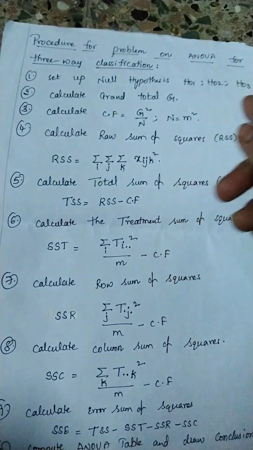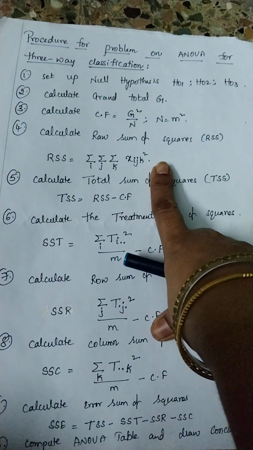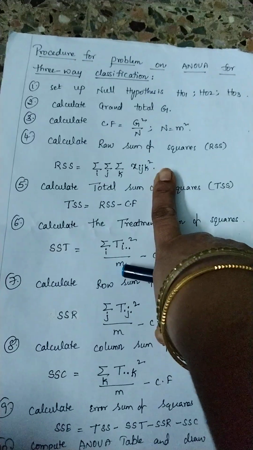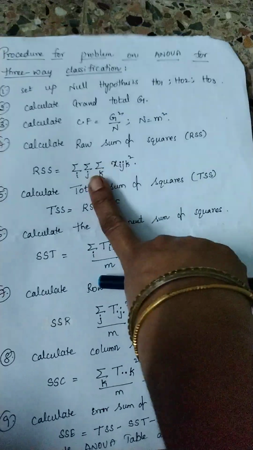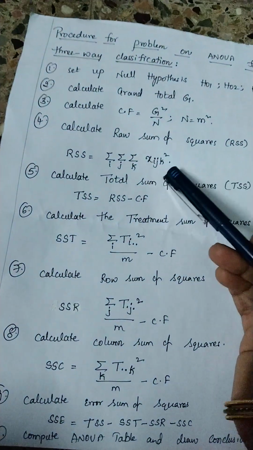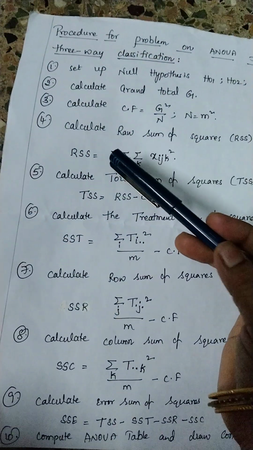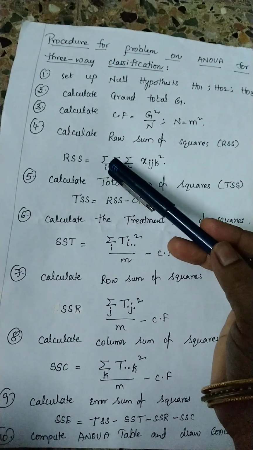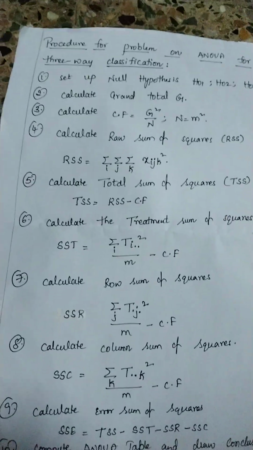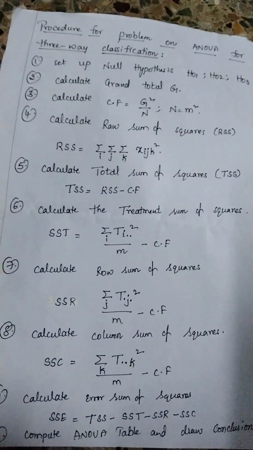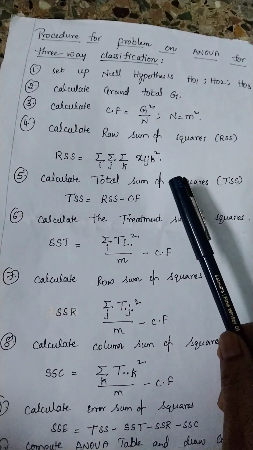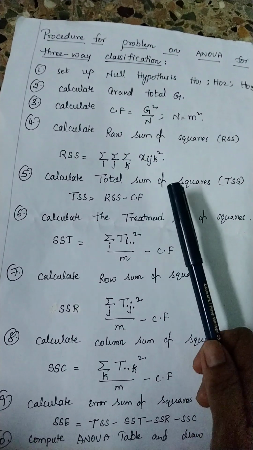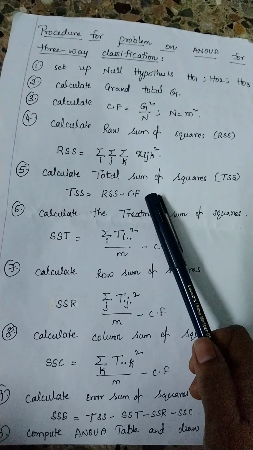Now calculate the raw sum of squares. What is meant by raw sum of squares here? Each value is squared and added in the given problem. That is summation i, summation j, summation k, x_ijk square. i refers to number of treatments. i refers to number of rows. j refers to number of columns. And k refers to number of treatments. So total sum of squares is equal to raw sum of squares minus correction factor.